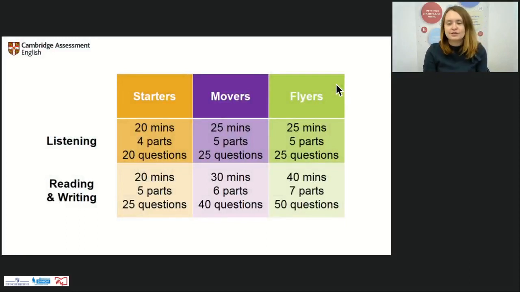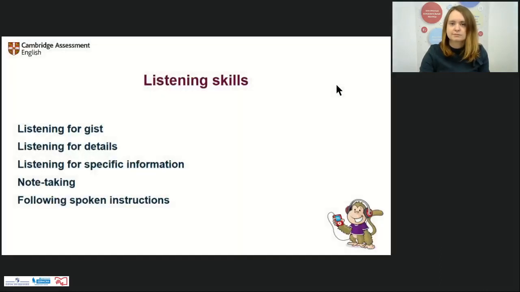Well, as I've already mentioned, these exams test all four skills, and today we're going only to focus on listening and reading. As you can see from the slide, there's a progression in time and a progression in the number of questions. So the higher the level is, the more questions you have, and consequently, the more time you get for that. So there are different types of questions in the exam, and we're going to have a look at what skills we need for them.